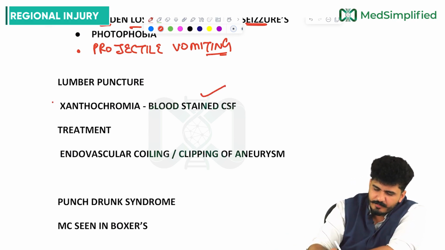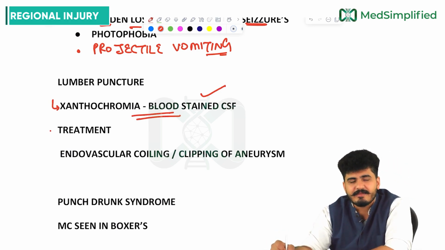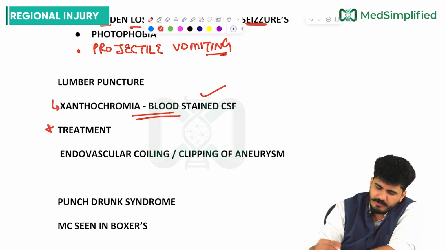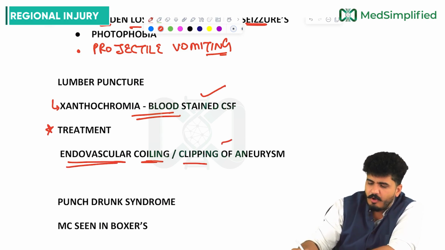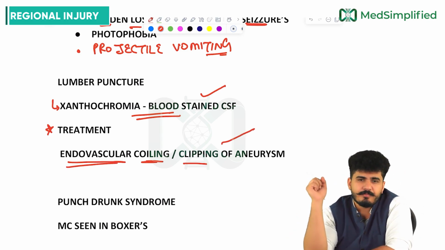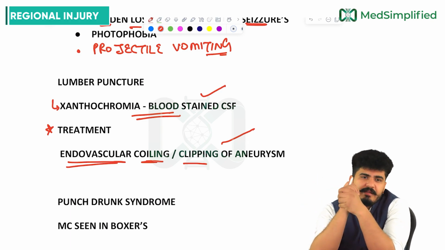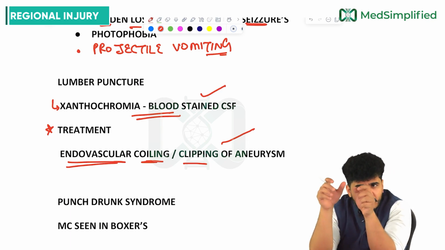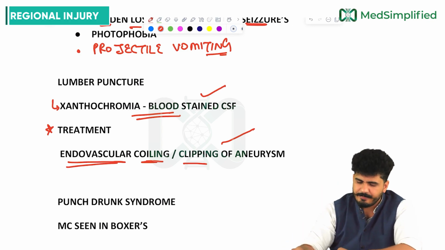Blood-stained, xanthochromia. That means blood-stained CSF you are going to get here. Treatment: if we talk about treatment, endovascular coiling or clipping of the aneurysm we have to do, because the berry aneurysm is bleeding and you have to stop the bleeding first. Sometimes we do endovascular coiling, and also we use a clip to ligate the vessels.